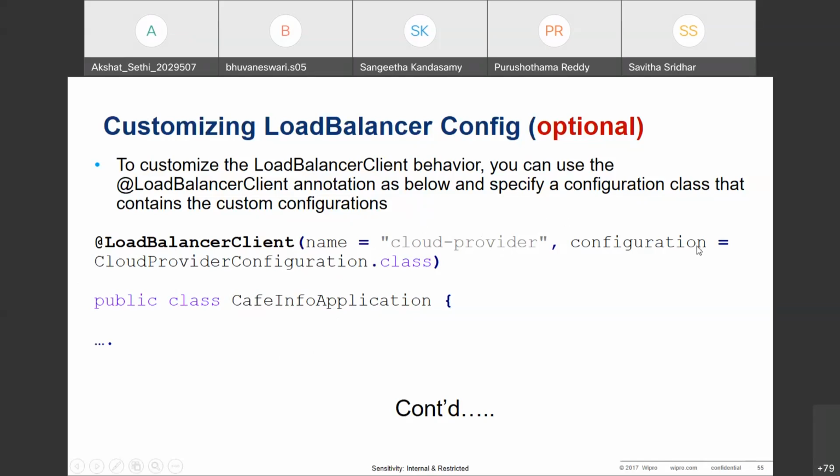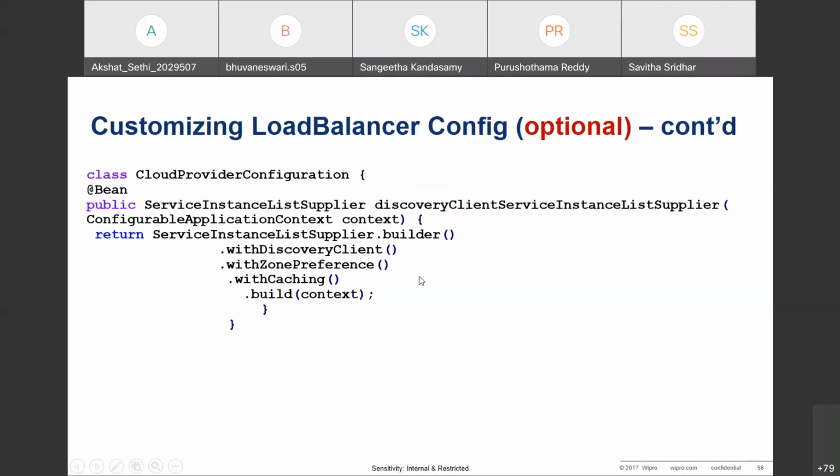And using the configuration property, you can provide the name of your configuration class, which will contain your customized property related details. So you will use @LoadBalancerClient annotation, then give a name to it. And using the configuration property, supply the name of the class, which will contain your customized settings. In my case, I've given the name to my customized configuration class as CloudProviderConfiguration.class. So you have to create this. This is your cloud provider configuration class.